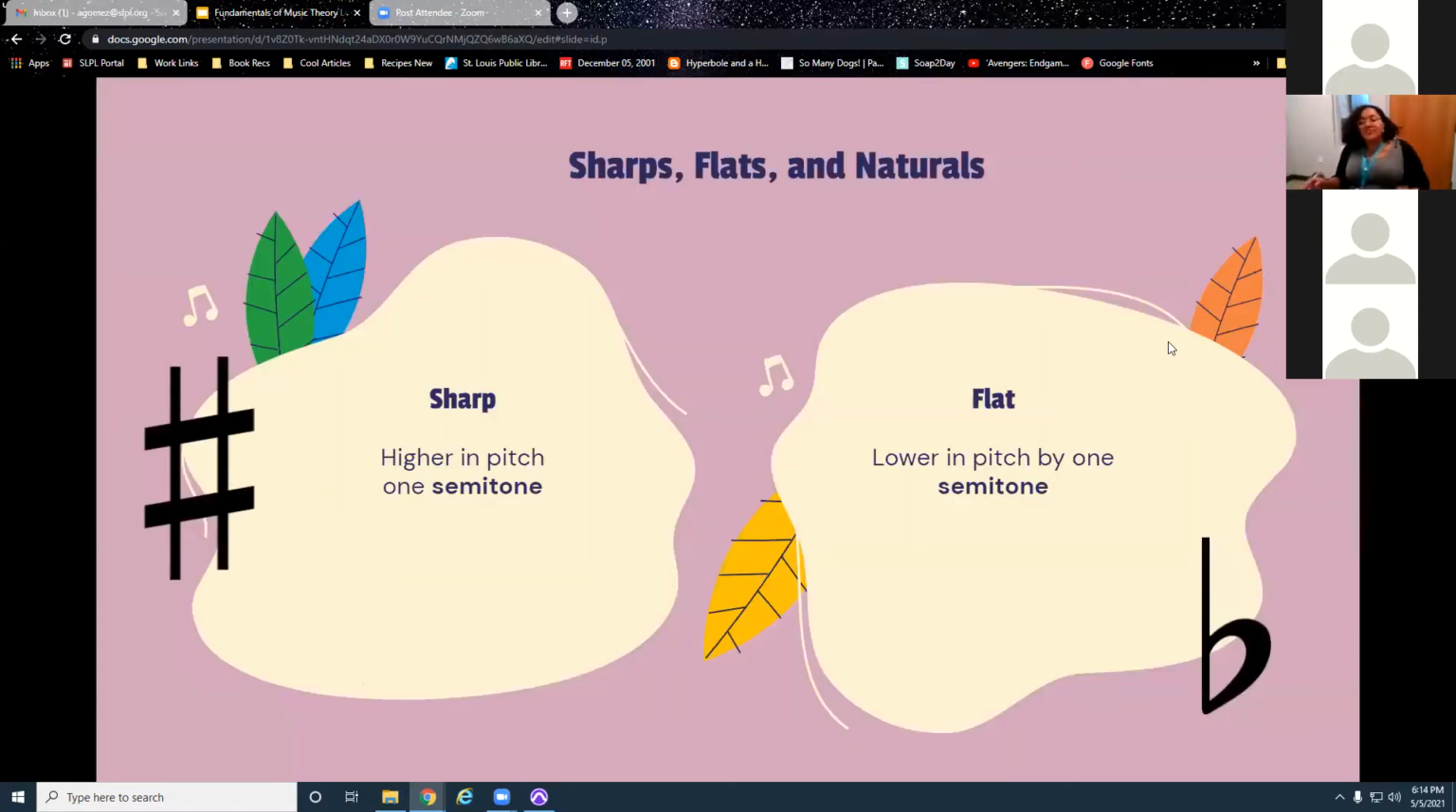So next we're going to talk about sharps, flats, and naturals. And this is where we bring in the black keys.